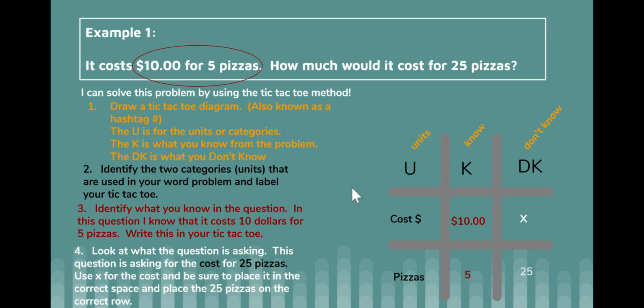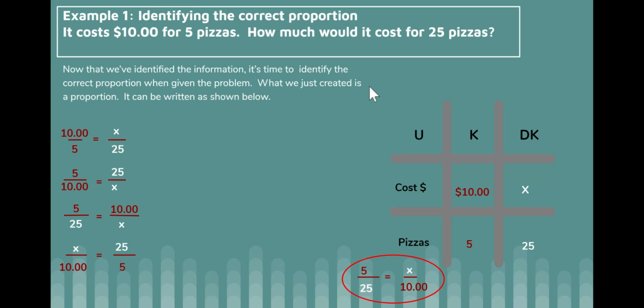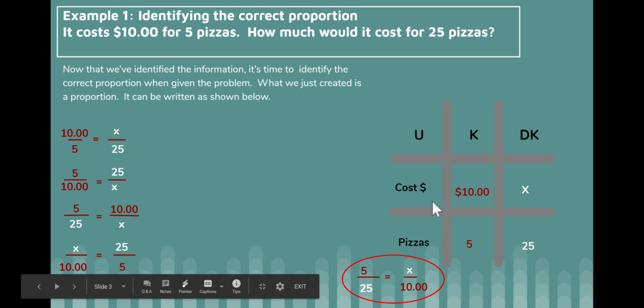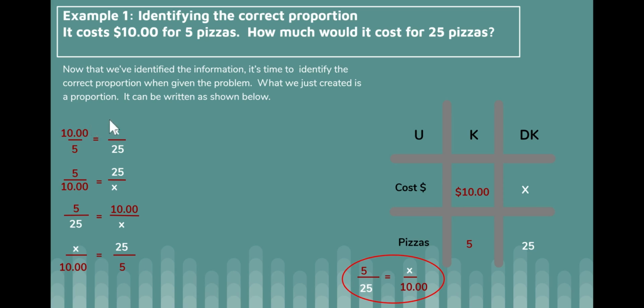All right, let's move on to the next slide: identifying the correct proportion. Sometimes we'll have a problem that says, find the correct proportion for this problem. Now that we've identified this information, we can identify which one's correct when we're given the problem. What we just created here is a proportion. You can see it right here. This one is written exactly like what we have in our tic-tac-toe. The 10 is in the numerator, the 5 is in the denominator. In the next section, the X is in the numerator, and the 25 is in the denominator. That's just like our tic-tac-toe.